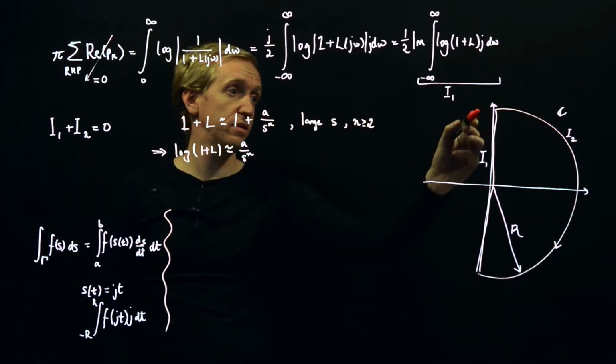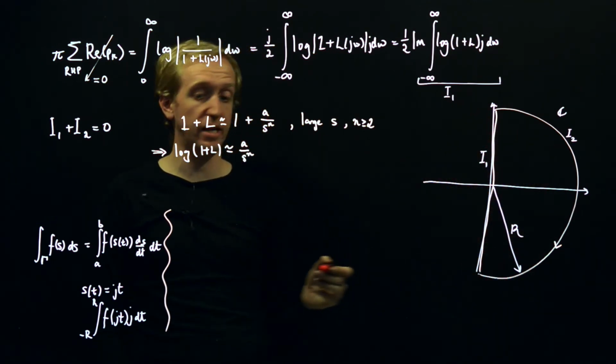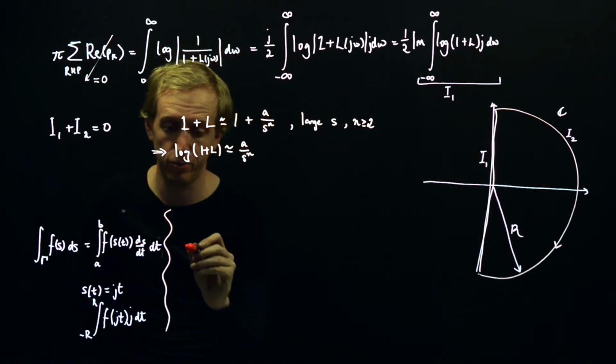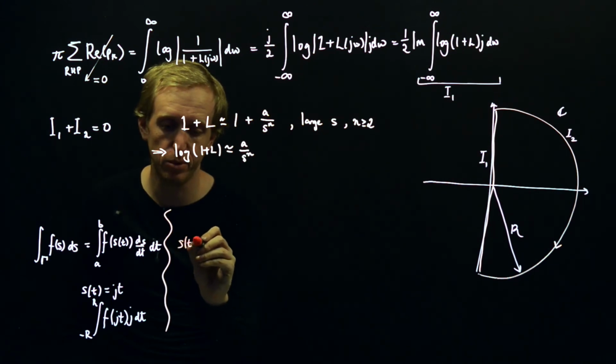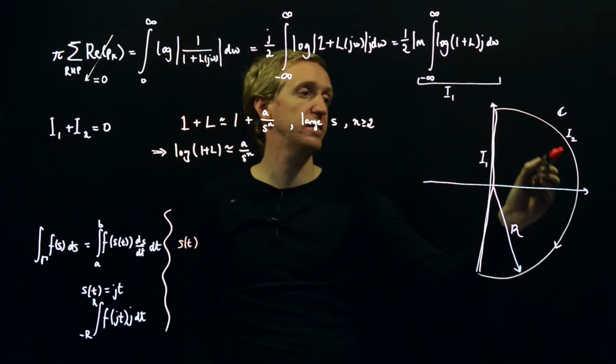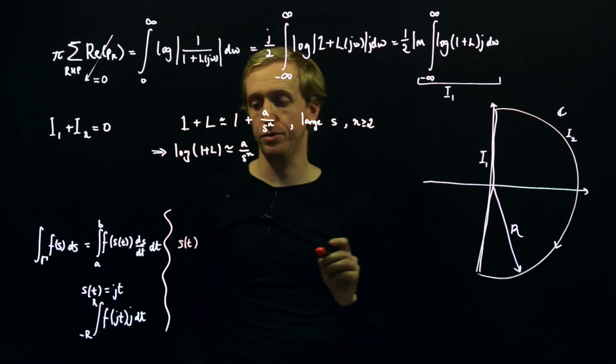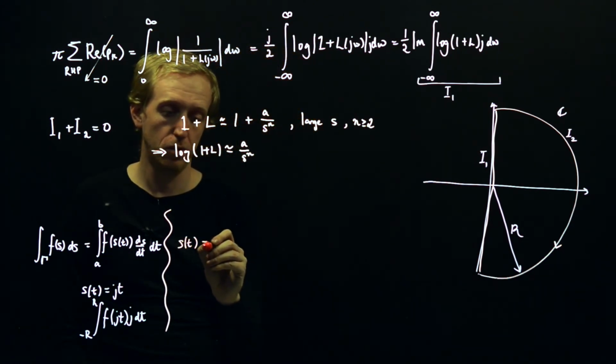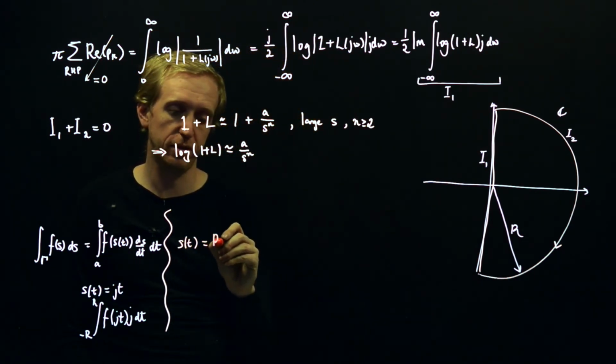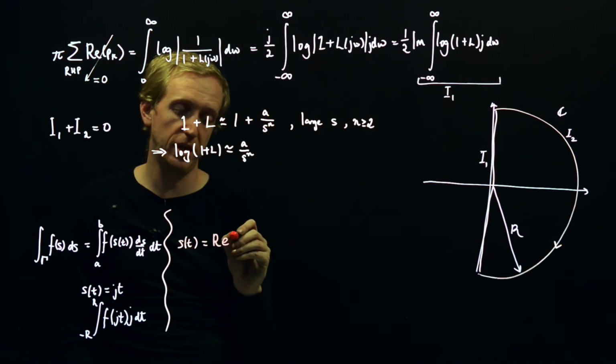So all that remains is to work out how to do this integral here. So to do that, we just need to come up with some suitable function s of t that's going to trace out this part of the contour. And, well, a good choice is r e to the minus j t.